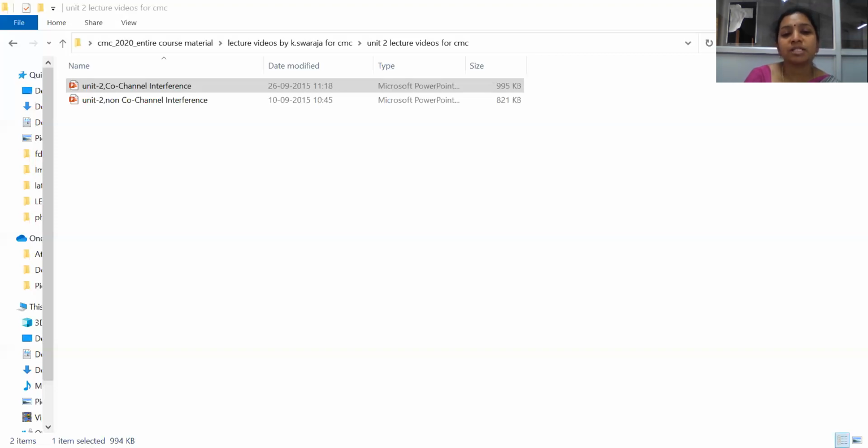Therefore, the system must be designed around the C by I of the worst case. So we have to design a system by considering that the mobile is situated in the worst location. In that case, a co-channel interference reduction factor of Q equal to 4.6, that is K equal to 7, is not sufficient. That design is not sufficient. So we have to go for other techniques. Okay. Thank you.